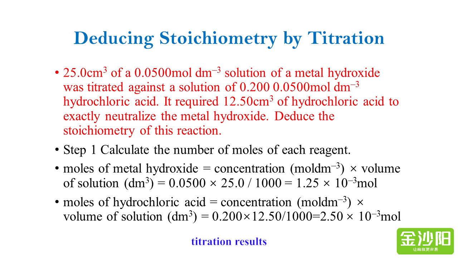We can use titration results to find the stoichiometry of a reaction. In order to do this, we need to know the concentrations and the volumes of both the reactants. This example below shows how to determine the stoichiometry of the reaction between a metal hydroxide and an acid. Step 1. Calculate the number of moles of each reagent. Moles of metal hydroxide.